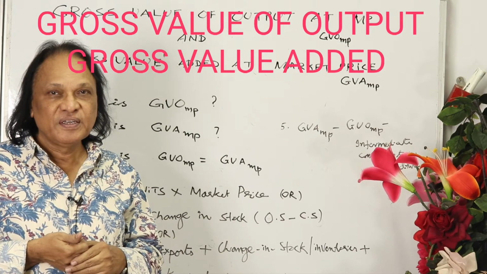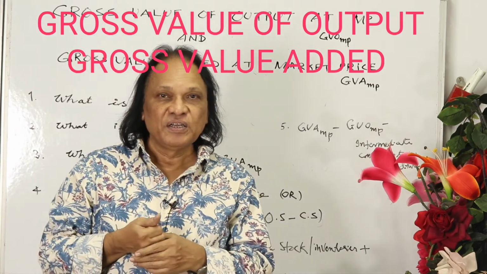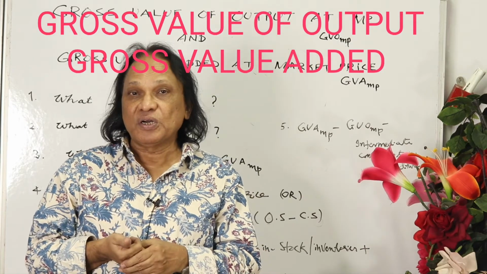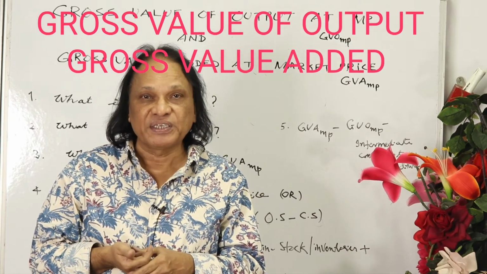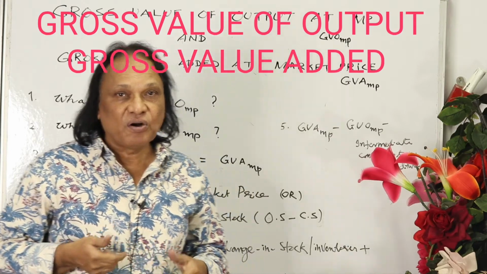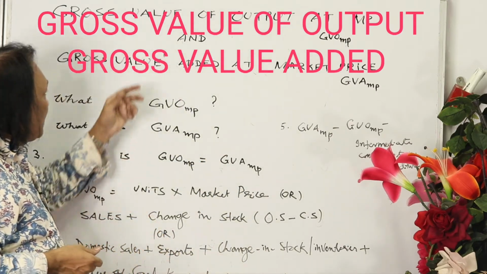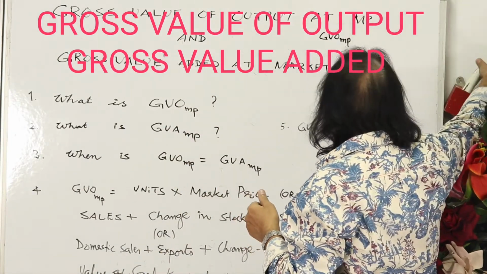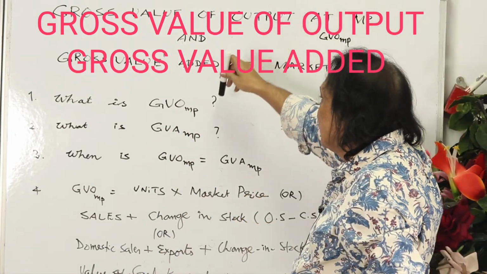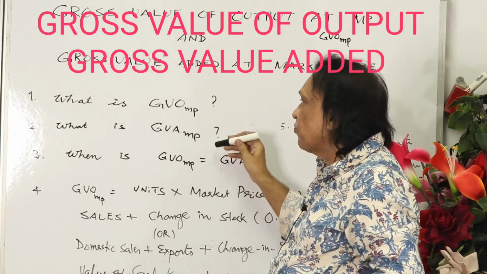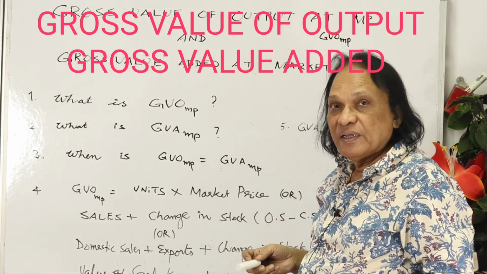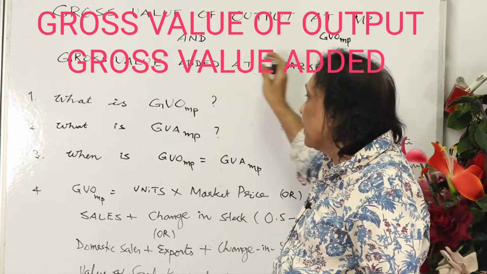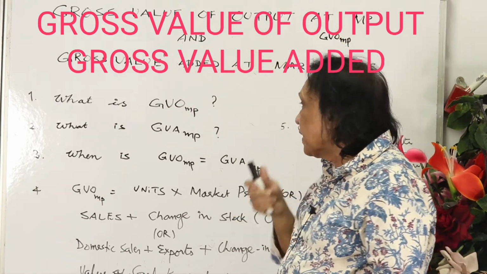As usual, we'll be discussing 5 questions or 5 topics which are going to be very important this year. These are: 1. What is gross value of output and what is gross value added? This is the topic we'll be discussing today. Gross value of output at market price and gross value added at market price.